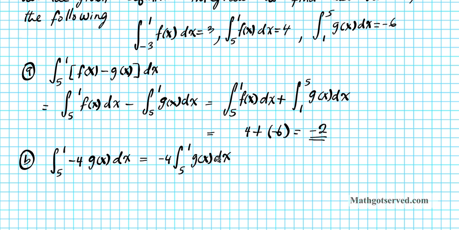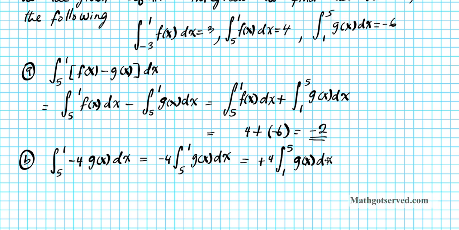Now, does this match what we know? Absolutely not. The orders are reversed. So what we're going to do here is we have to apply the order of integration rule again to switch the order. So this becomes negative 4. Now when we switch the order, this minus becomes a plus, right? So plus the definite integral from 1 to 5 of g of x dx. Okay? Now, it's exactly how we want it.